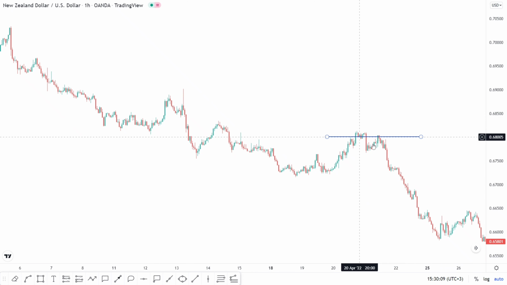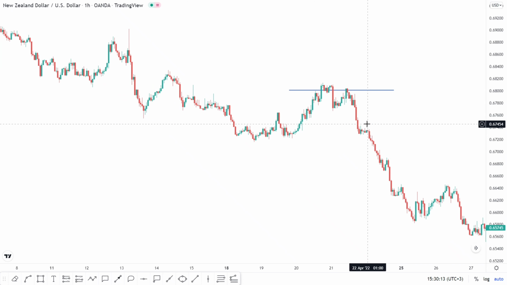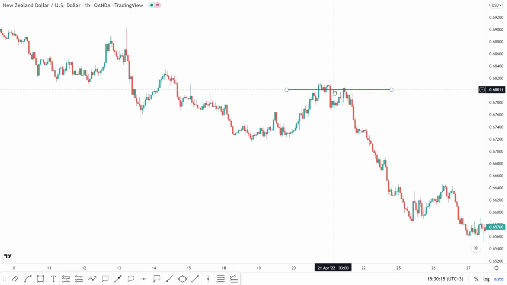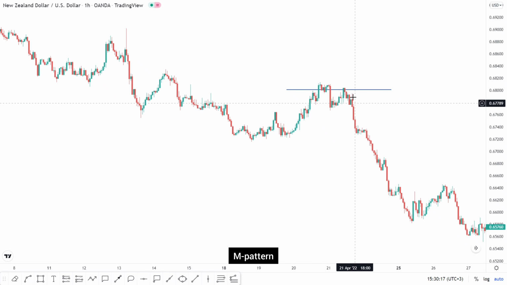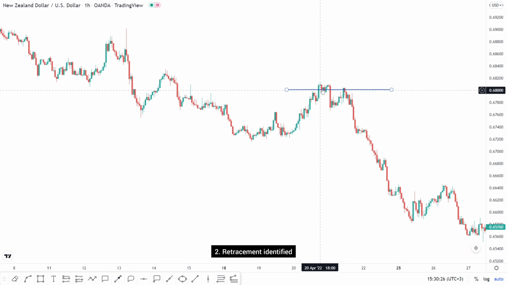So in this case, we have the 0.5 level. When you look at this level, there's actually a significant pattern that was formed. When price came to this level, it formed an M pattern. So, number one thing, we already know that price is in a downtrend. Number two, we've identified the retracement successfully.